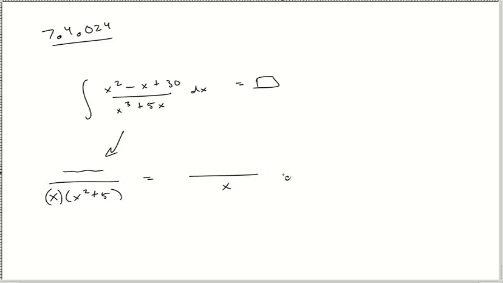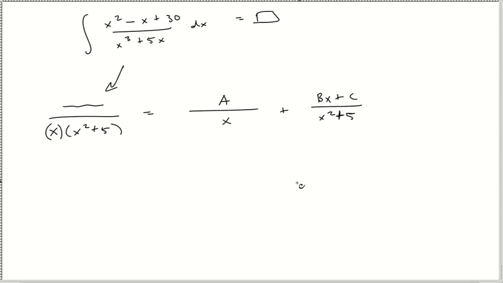And so I can split it up into 2 separate fractions for 2 separate factors. This is a constant a. Notice that the other one is a square, so it's going to be a bx plus c. So we've set it up. Cool. We actually have to keep going on this.